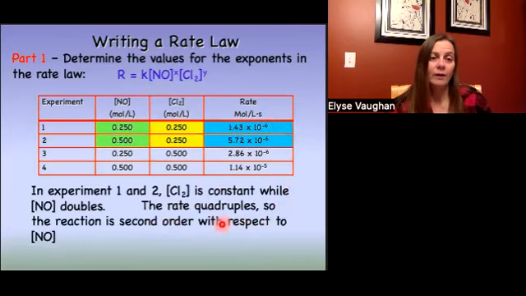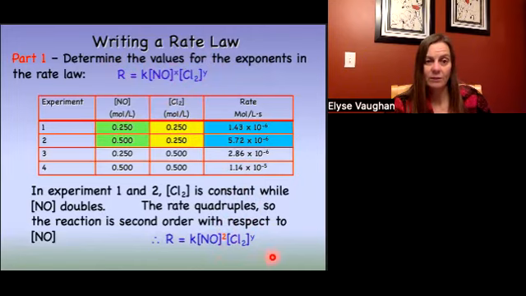So we want to know, when we double the nitrogen monoxide concentration, what is this exponent if the rate quadruples? So what we're really asking is 2 to what power is 4? And so we all know that 2 raised to the second power is 4. And so our reaction is second order with respect to our nitrogen monoxide. So now we know that there's a 2 there for nitrogen monoxide. That's second order with respect to nitrogen monoxide.